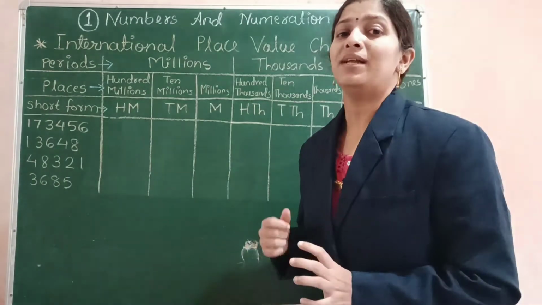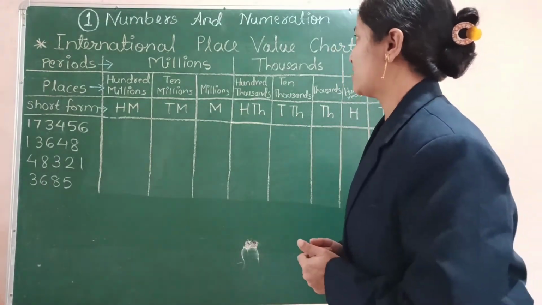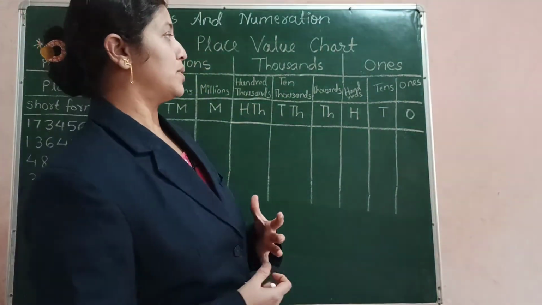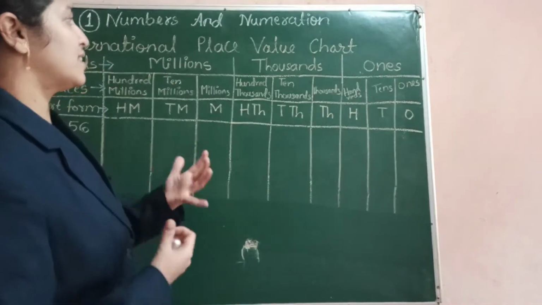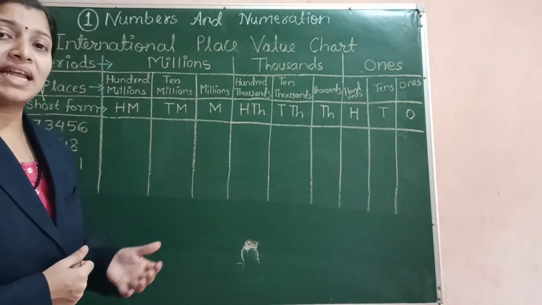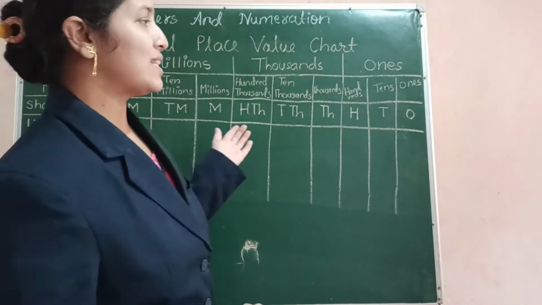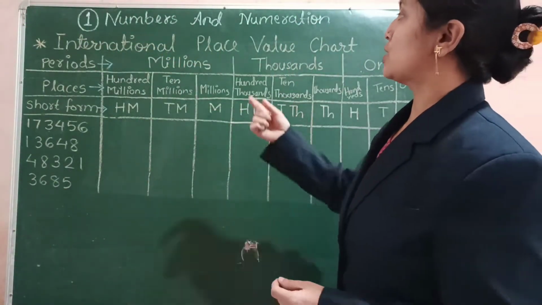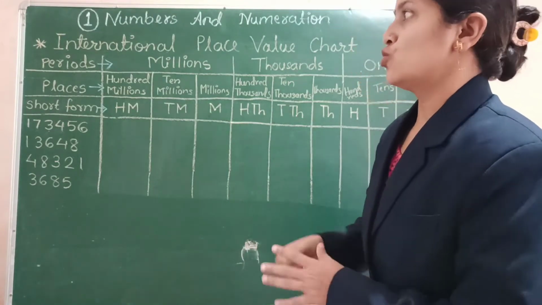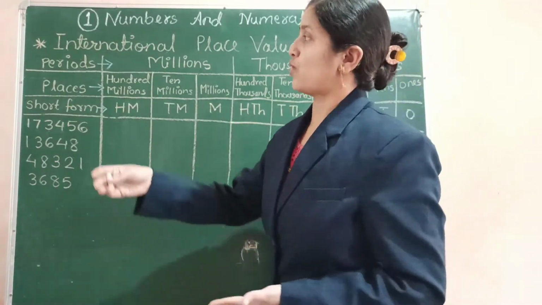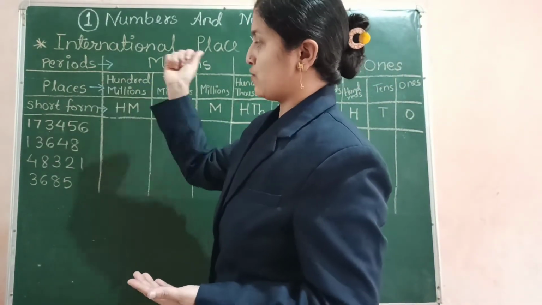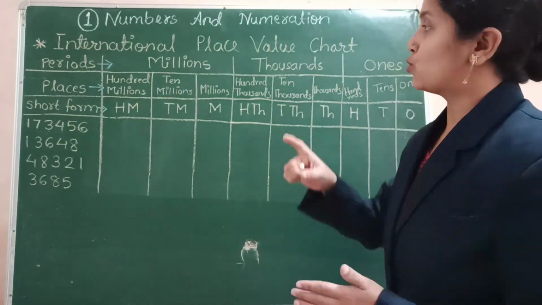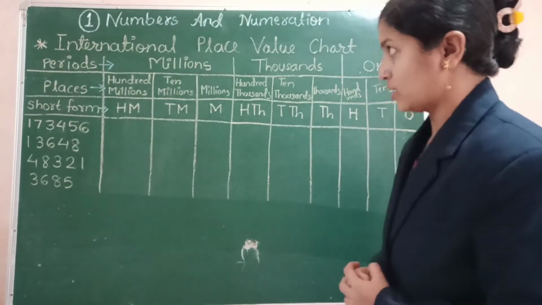Now we will be learning the international place value chart. This method of learning greater numbers or reading the numbers is used in many countries, and so this chart is called the international place value chart. This place value chart also has periods and place values, but there is a slight change as compared to the Indian place value chart.